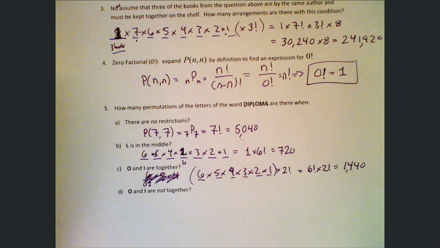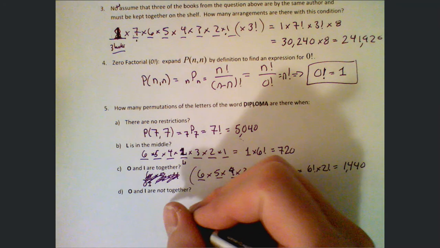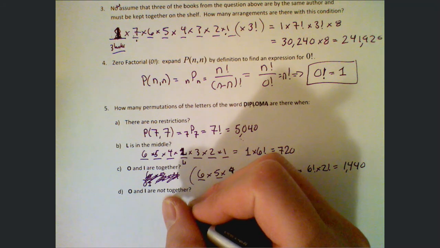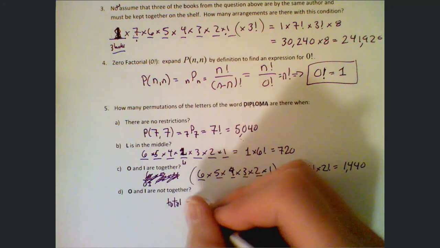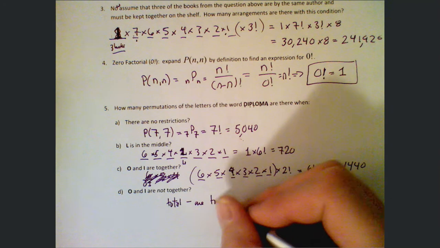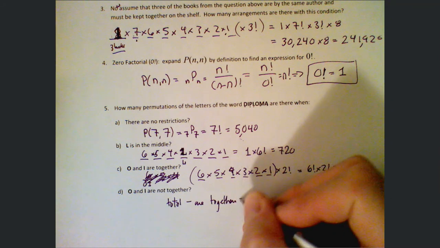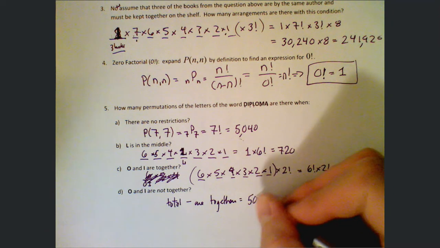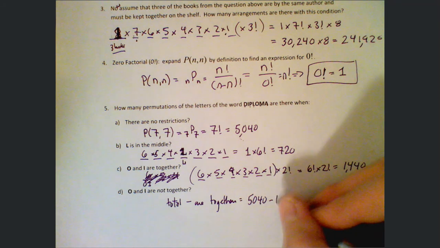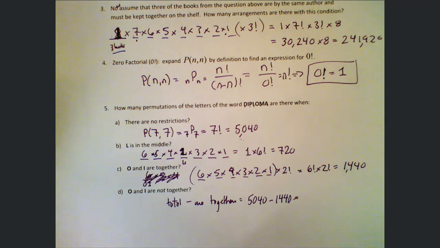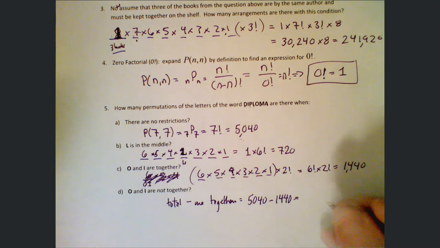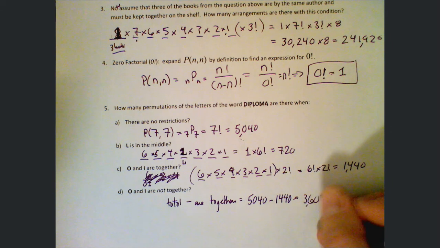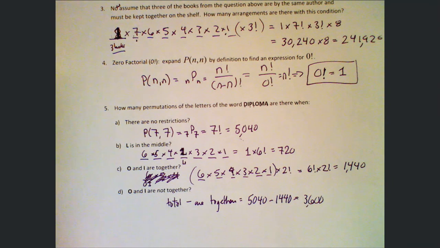Okay, how about the O and the I are not together? Well, just take the total number of arrangements and subtract when they are together. The total number of ways of arranging these 7 letters is 5040. Subtract when they are together, and there are 3,600 different ways of arranging it where O and I are not together.